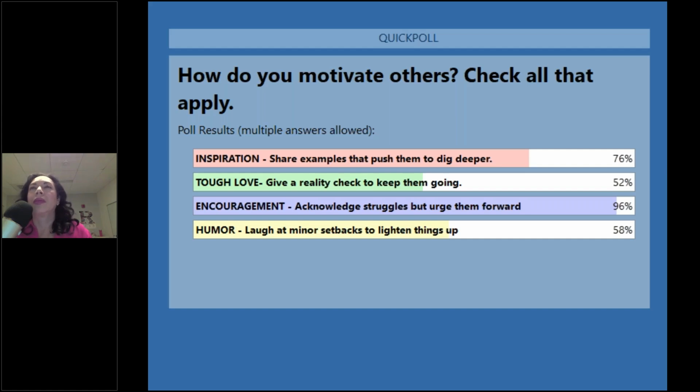So 76% said they motivate others by inspiration, sharing examples that push them to dig deeper. 52%, and again, people could pick multiple responses, so that's why it's going to add up to more than 100. 52% pick tough love, give a reality check to keep them going. Let's see, what's the percentage here? 96%, wow, said encouragement, acknowledge struggles, but urge them forward. And 58% said humor. So pretty evenly distributed, pretty high numbers for all four of these.